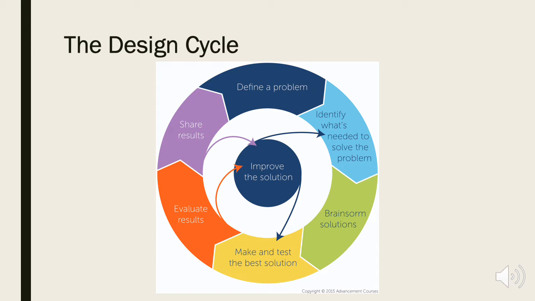The design cycle. The design cycle is a process used by engineers and entrepreneurs to design, construct, and test solutions to a problem. The steps of the design cycle go as follows. Define a problem. Identify what is needed to solve that problem. Brainstorm solutions. Construct and test a prototype. Evaluate results. Build a final product. And share results. In this assignment, we use the design cycle to complete the project.